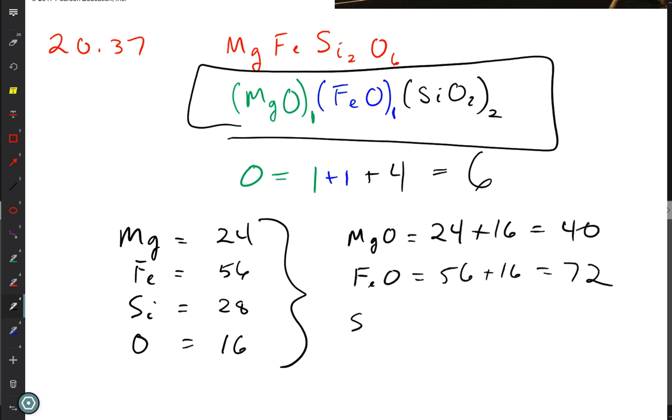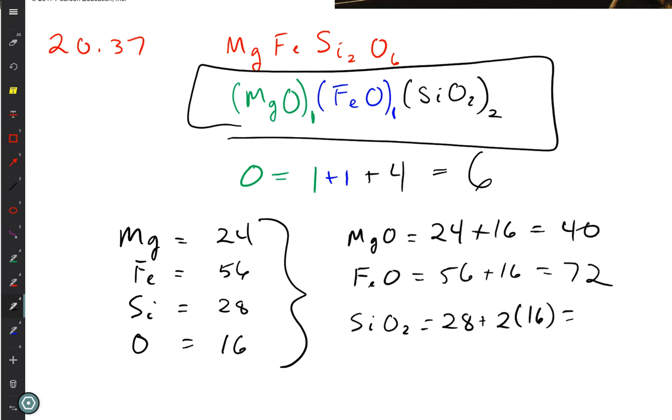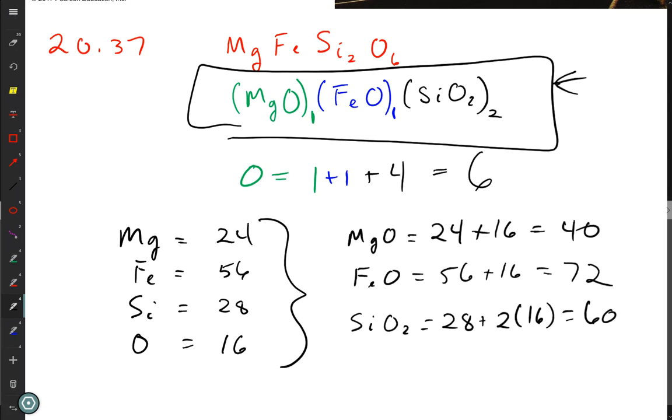And if we do SiO2, that's going to be 28 plus 2 times 16. Why 2 times 16? 2 oxygens, right. So that's 60. Why is it not twice? Why is what not twice? Well, I'm just calculating the mass of SiO2. There are 2 of them in this, yes.